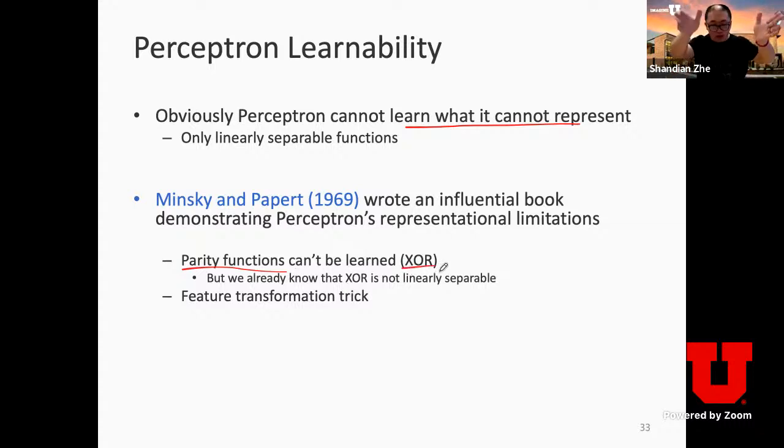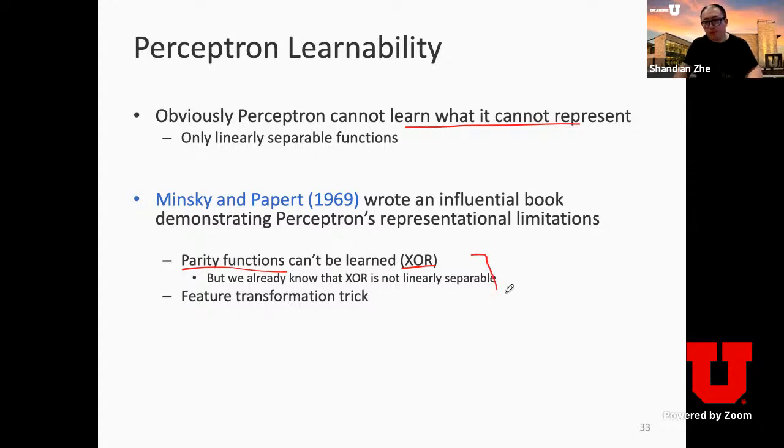XOR is a function of two Boolean variables. The XOR is 1 if and only if the values of these two Boolean inputs are different: X1 is 1 and X2 is 0, or X1 is 0 and X2 is 1. In such a case, you'll find that no matter how you draw a line, you can never separate all the positive examples from negative examples.